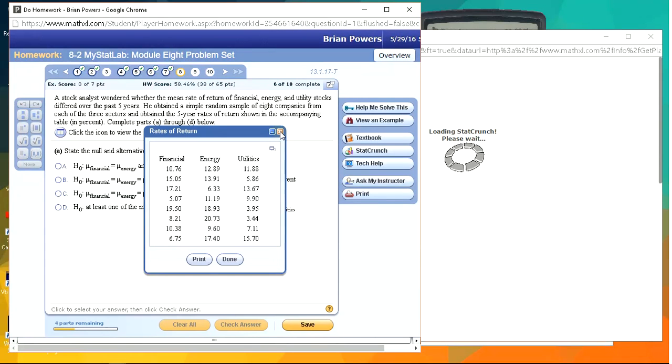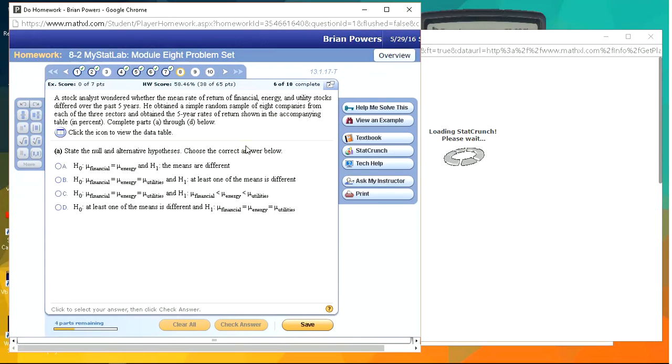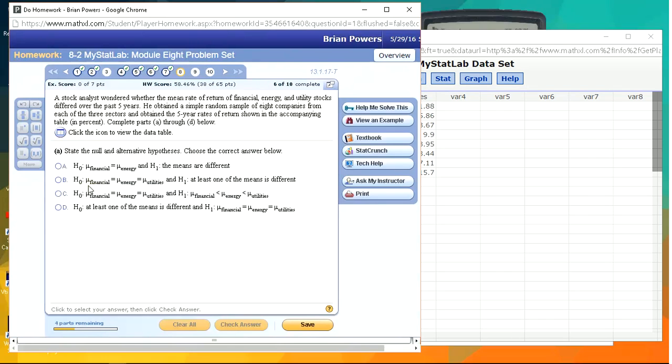Meanwhile, remember, the null hypothesis in all these cases is that all 3 means are the exact same. The alternative is that at least one of the means is different.